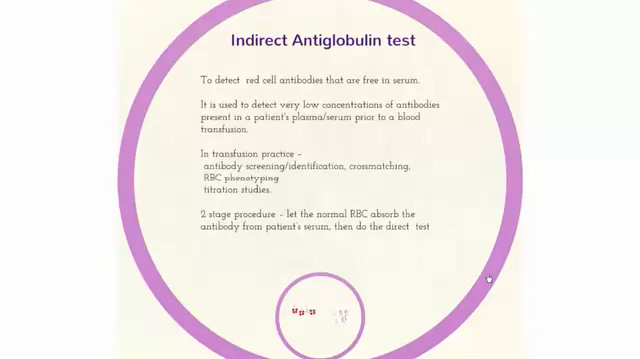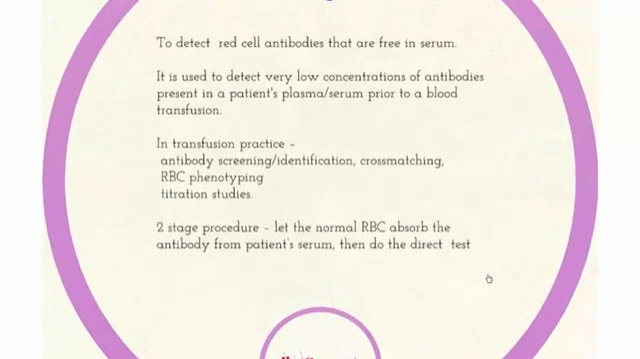For indirect antiglobulin test, this is quite different from the direct antiglobulin test, in which in IAT we want to detect red cell antibodies that are free in the serum. For DAT, if you still remember, we want to detect whether the antibody has coated the RBC of the patient in the patient circulation. So in DAT, we use patient's red blood cell. But in IAT, we use the patient serum because we want to detect whether the patient serum has the red cell antibodies.